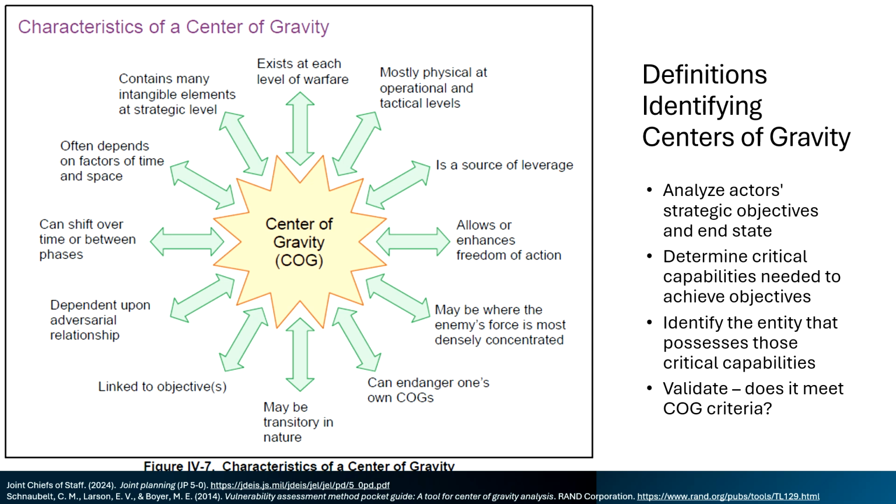This slide shows the characteristics of a center of gravity. It must be linked to an objective and should allow freedom of action or provide leverage. It can be physical or moral, and it may shift depending on time, space, or phase of the operation. This process is not just about the enemy. We also use it to assess ourselves and our partners. It helps us understand what we must protect and what capabilities we must preserve to accomplish our own goals. A center of gravity only matters if it directly affects the outcome. It is not just something important, it must be decisive in achieving or preventing success.